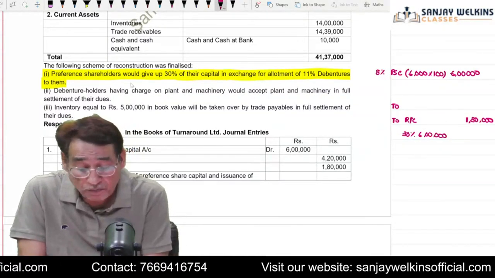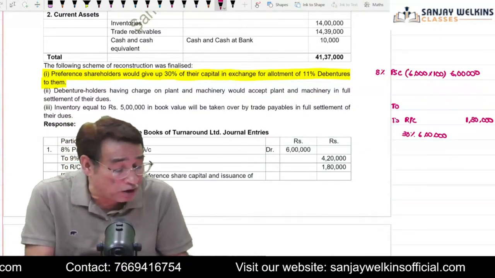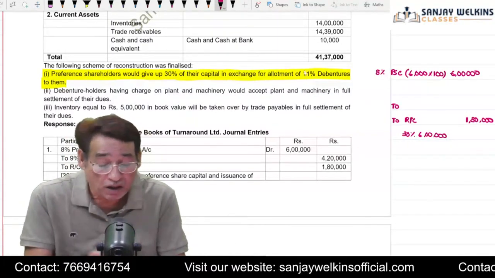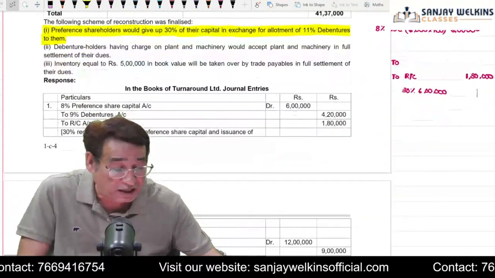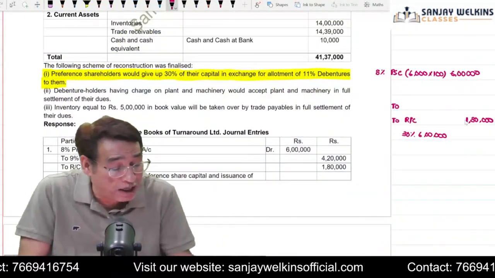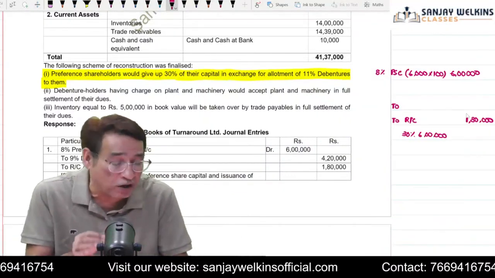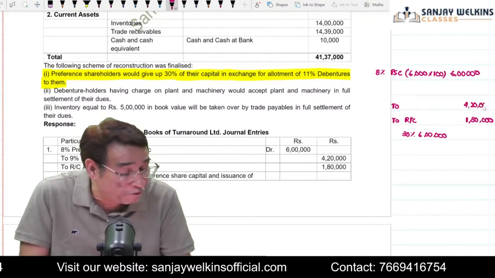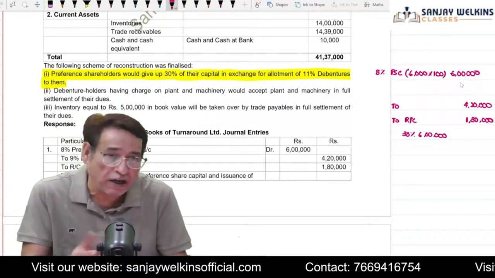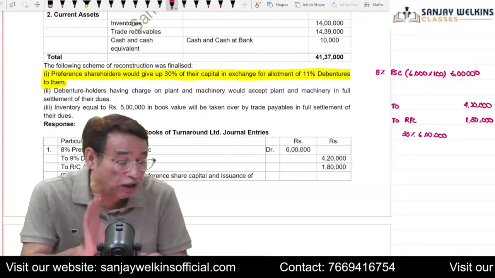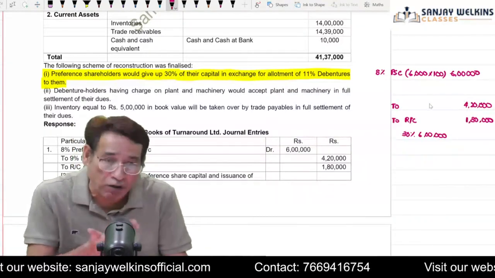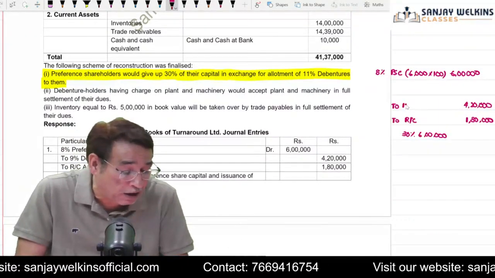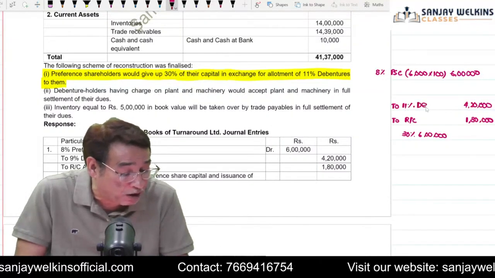Now it is given, they have agreed to reduce 30% of their claim in exchange for allotment of 11% debenture. Now, the important line here is that their claims are reduced by 180. That means the remaining amount of preference shareholders is equal to 4,20,000. But what preference shareholders are telling is, out of 6 lakh, we are willing to waive 1,80,000, but whatever amount is now remaining, we will exchange it for 11% debenture. That means for the remaining amount, the entity will issue 11% debenture account. Is it clear to you or not?